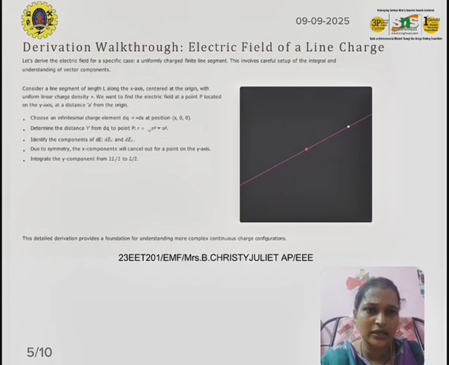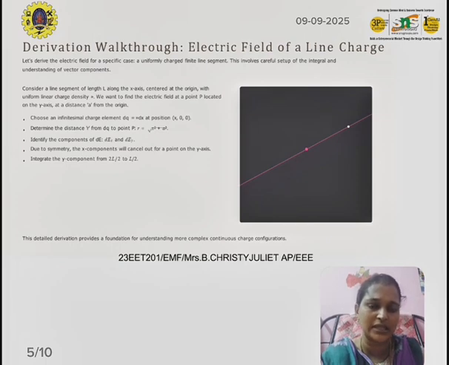By integrating, we can get it as L by 2. So for this line charge, we can have the electric field equation as dE equal to rho_L dL by 4 pi epsilon naught r squared. Here the dL value is L by 2.